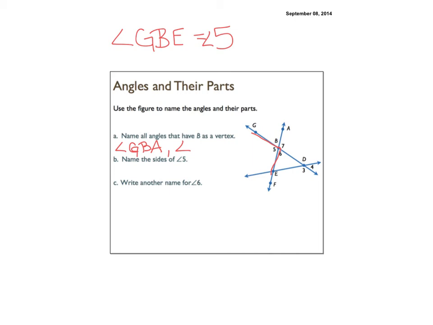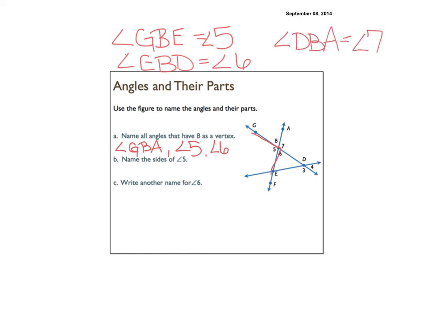So see how we have that 5 notated in the angle space? That's just a shorthand way to name this. You'll see that a lot in like the homework and different diagrams when there are many angles. It's just an easy way to refer to them. We also have angle EBD, and we could call that angle 6. And also DBA, which could also in this diagram be referred to as angle 7.